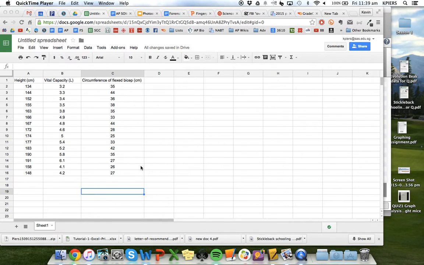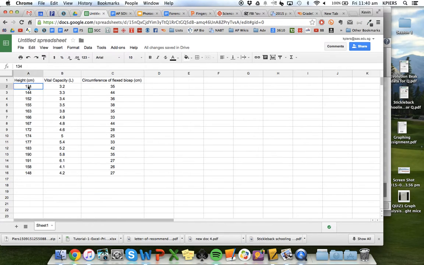So what I want to do is show you how you would determine whether or not there is a correlation between height and vital capacity. You kind of have to do these things two at a time. So I'm going to show you how to graph this. The first thing you want to do is click and highlight the data. Note that you do not want to highlight the words. That's going to mess everything up. So just highlight the numbers. We'll fill in the words later.